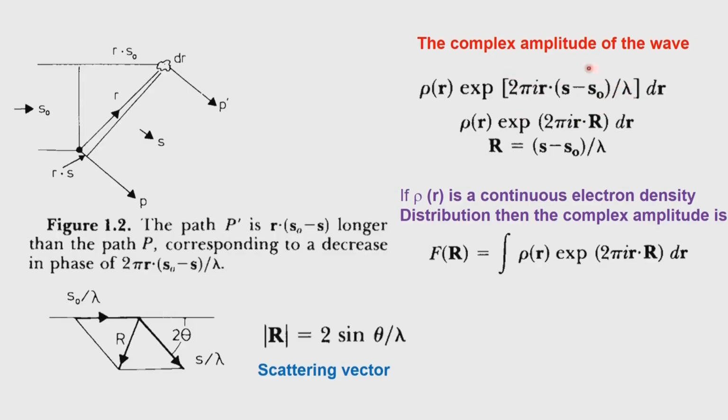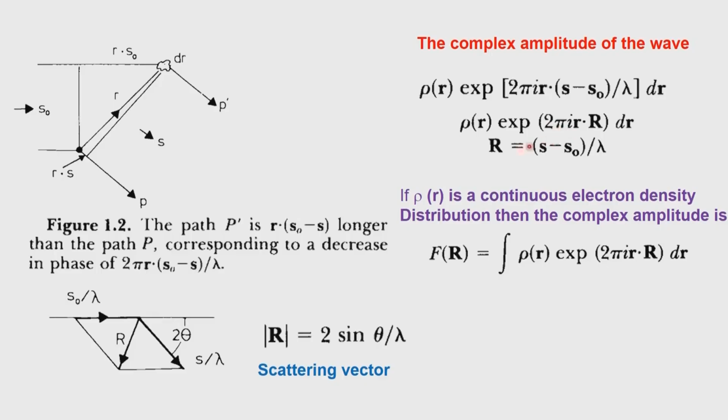So, the change in the path length is introduced as rho of r exponential 2 pi i r dot (s minus s naught) by lambda, and this is occurring due to the presence of an electron density, which is rho of r d of r. So, the E naught is equal to this quantity. The (s minus s naught) by lambda, we replace it by a capital R, which we call the scattering vector. We will look at some of the properties of the scattering vector as we go along.